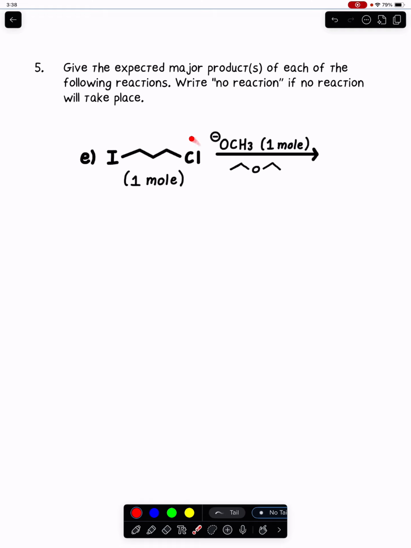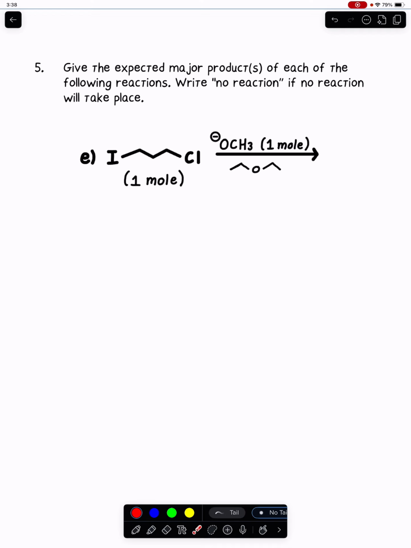This must be the substrate, and does it have a good leaving group? Yes, it does. It actually has two good leaving groups. It has iodine and it has chlorine, both of which are good leaving groups. One is better than the other, and if it's better than the other, it's probably going to be faster to react.